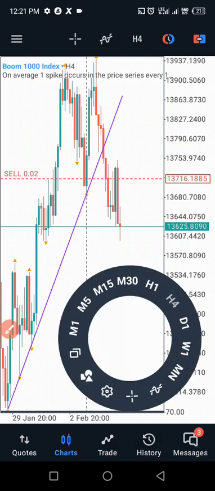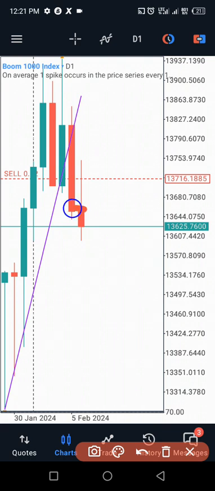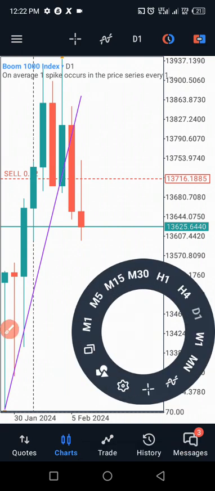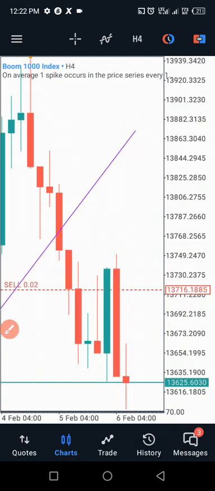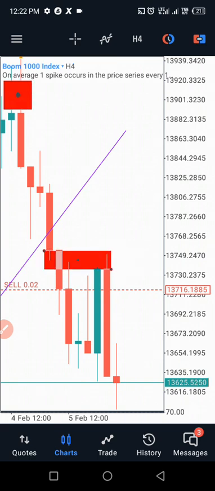So on the daily time frame, you can see that when market opened today at around 1 a.m., there was a lot of spike upward. That was the retracement, and then I knew that okay, market has retraced, and then I took a sell. So you can see that market came back to this level here, somewhere around here, and I took a sell.